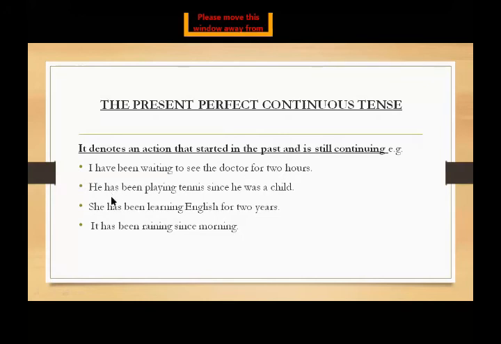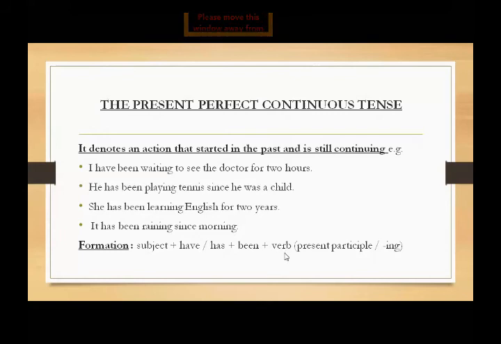The next tense is present perfect continuous. The formation is subject plus has or have plus been plus verb, the present participle, meaning the ing form of the verb.